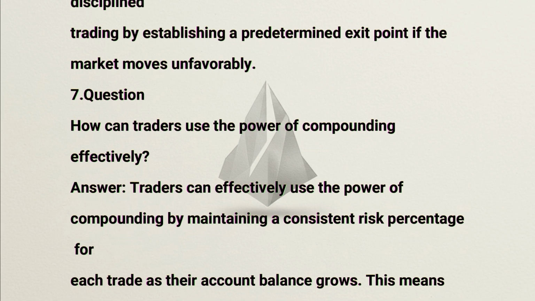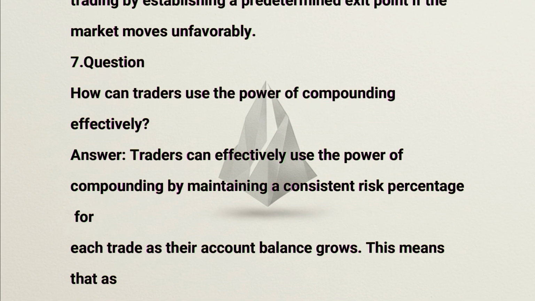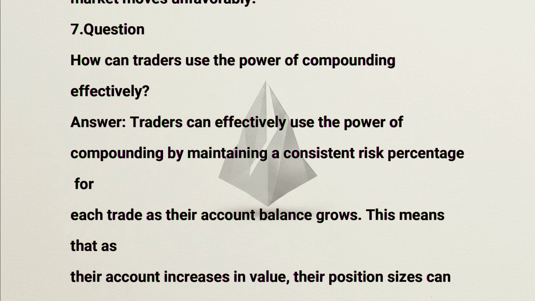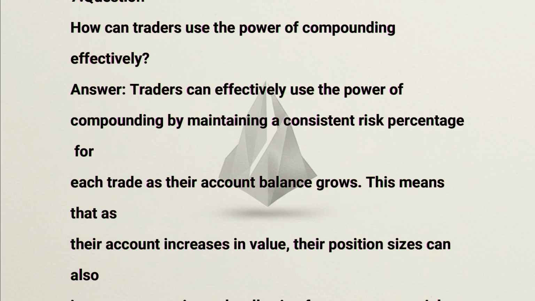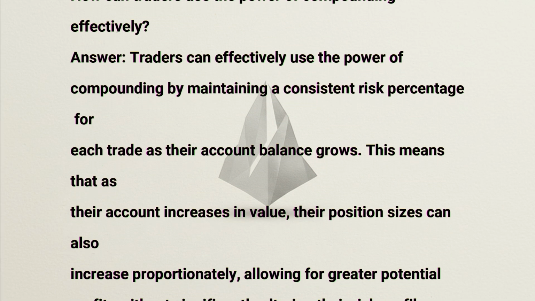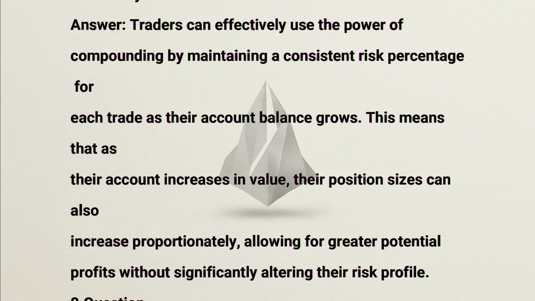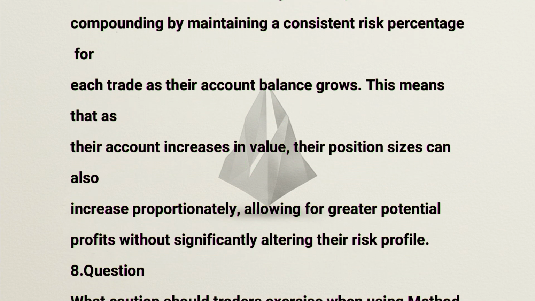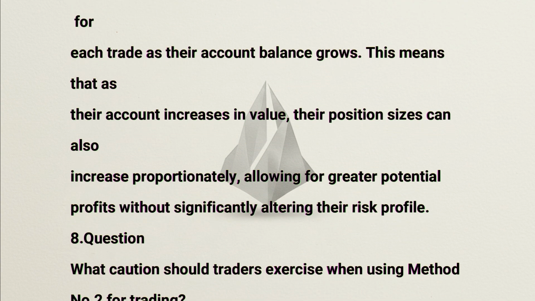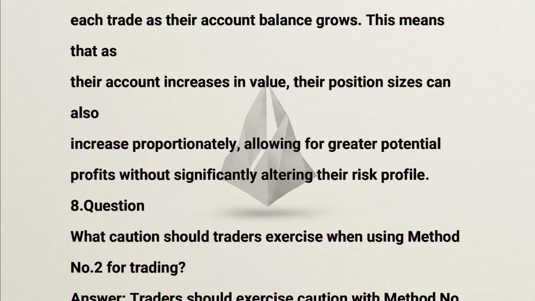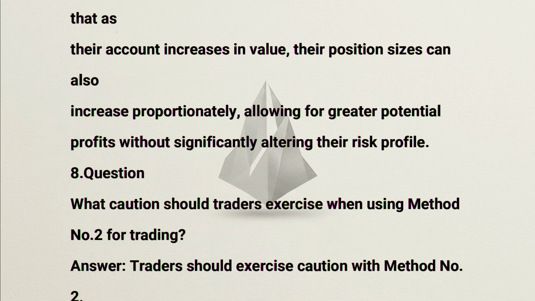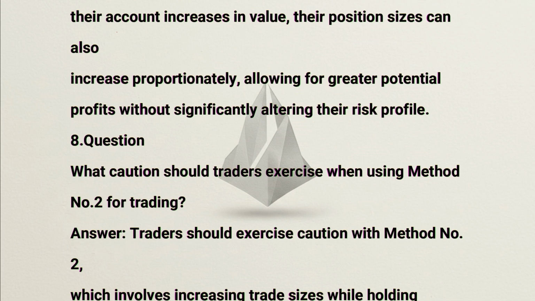Answer: traders can effectively use the power of compounding by maintaining a consistent risk percentage for each trade as their account balance grows. This means that as their account increases in value, their position sizes can also increase proportionately, allowing for greater potential profits without significantly altering their risk profile.